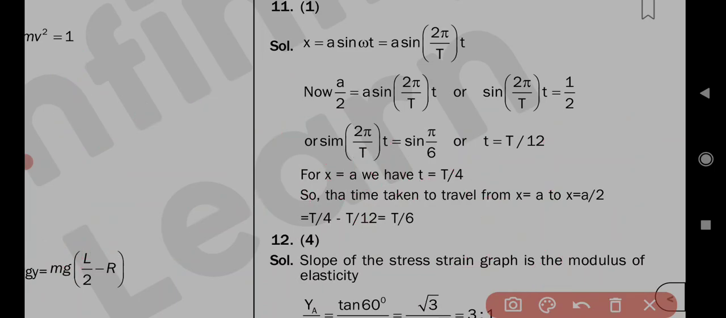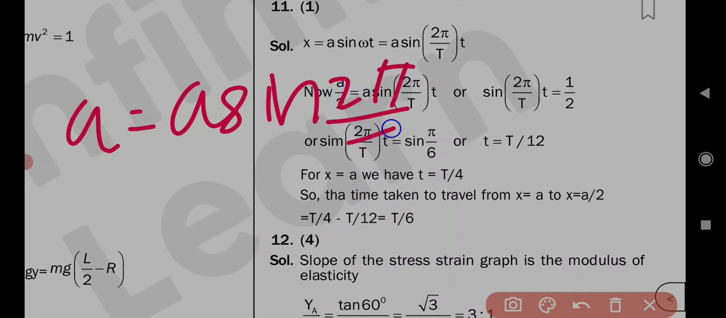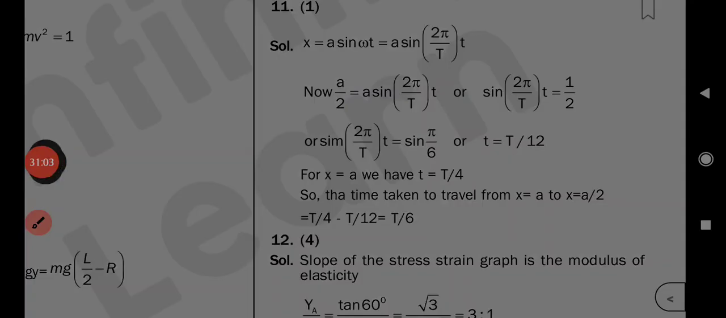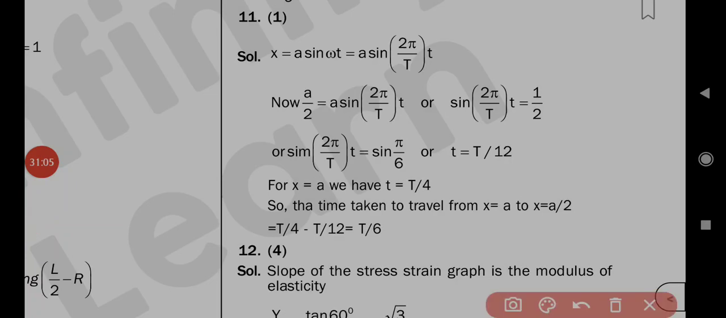Similarly, if you keep x equal to a, then a sine 2 pi by t into t, a cancels. Okay, so this way we can do it. So I think you got it. Anyways, if you check this for here, 1 sine 2 pi by t into t.